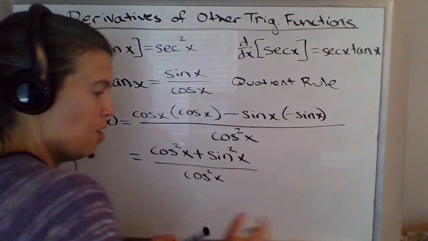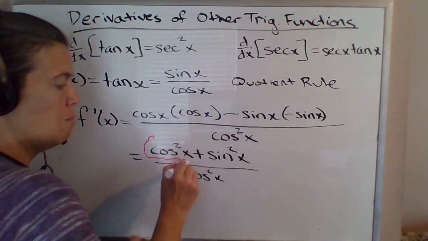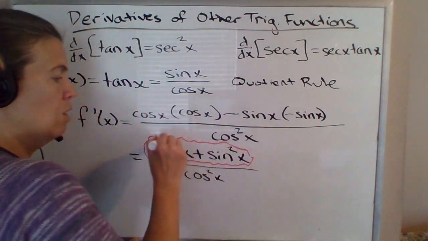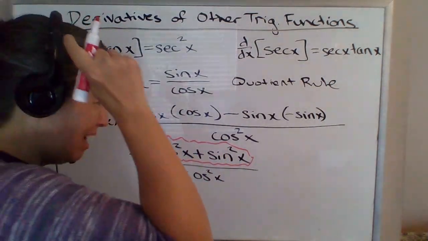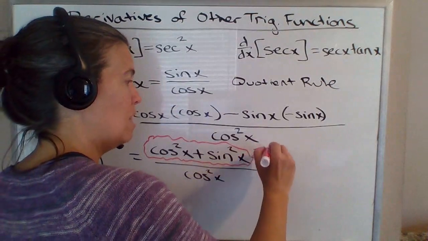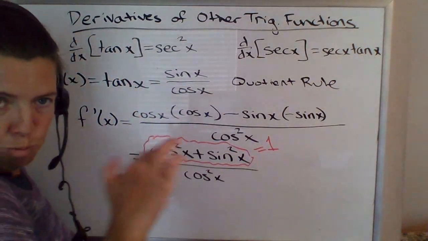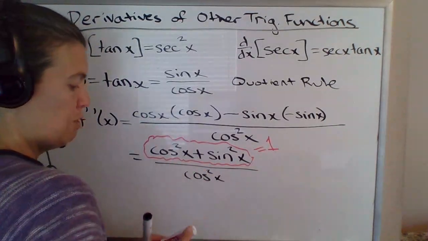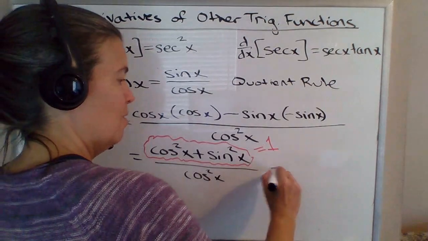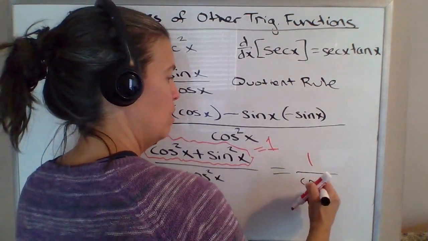And so depending on how fresh your trig identities are in your head, if you see cosine squared plus sine squared like this, maybe there's something dinging in your brain that says, oh, wait, that reminds me of some trig identity. That's your most basic Pythagorean identity in trigonometry. Sine squared plus cosine squared is equal to 1. So this is equal to 1 over cosine squared.